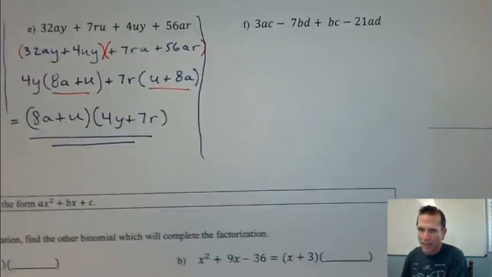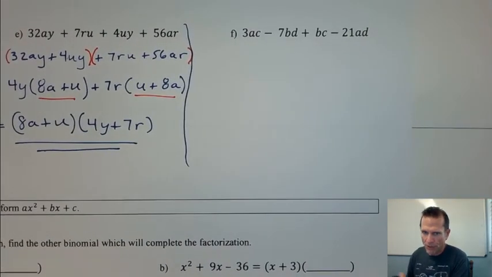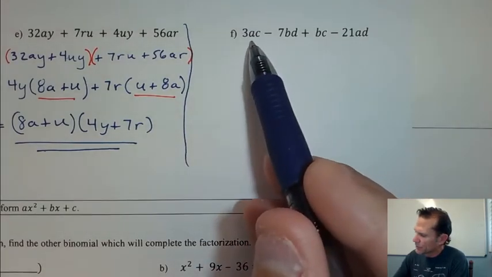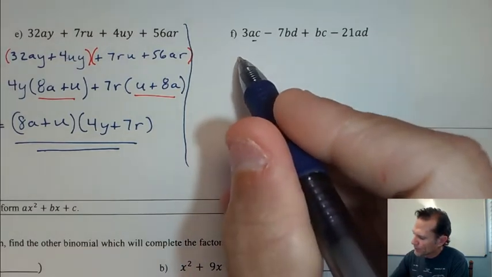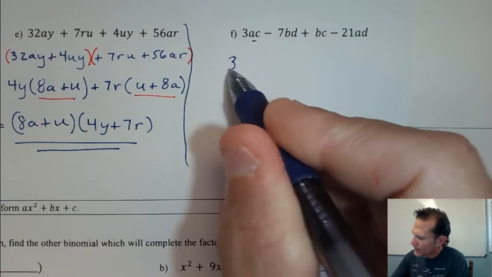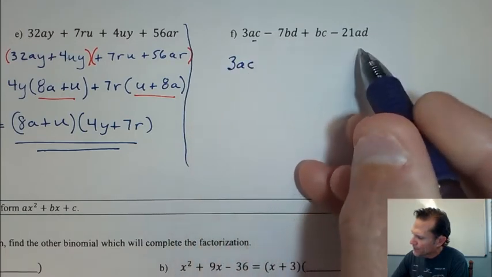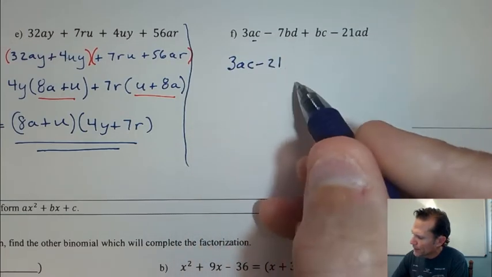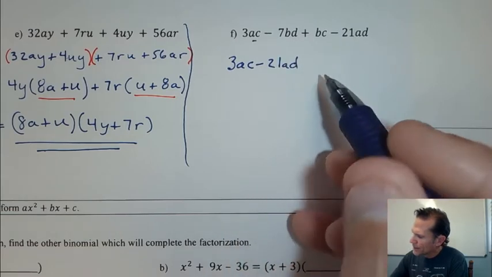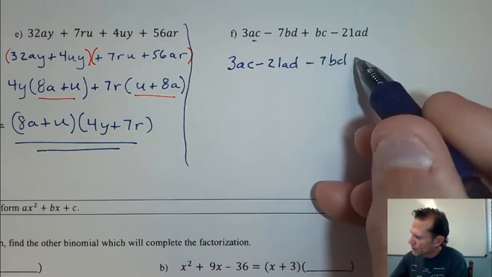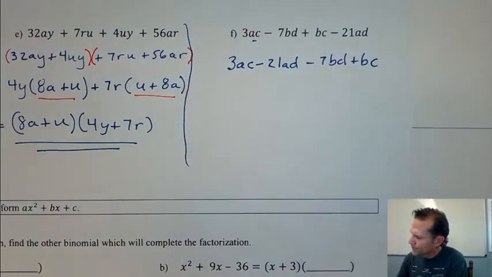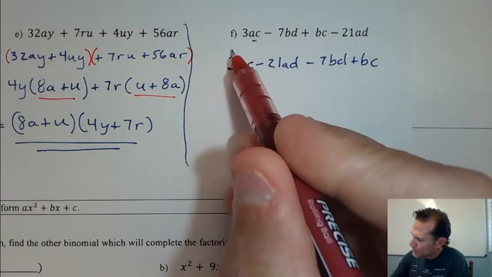Okay. And F also here is going to show us a little bit with rearranging, because if we look ahead, we see that no variables are going to factor out here. So I'm going to rearrange this to get my A's together. I got 3AC minus 21AD. Then I have minus 7BD plus BC. Okay. Next, I'll make my two binomials.